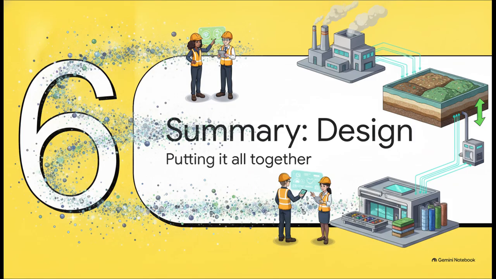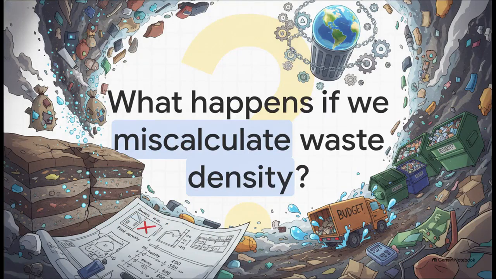And finally, Section 6, Summary, System Design. We've covered a ton of ground, so let's tie it all together. Remember, these physical characteristics aren't just boring academic numbers sitting in a textbook. They are real-world constraints. So ask yourself, if a municipality miscalculates moisture content and density, how quickly will their transport budgets collapse and their landfills start leaking leachate?